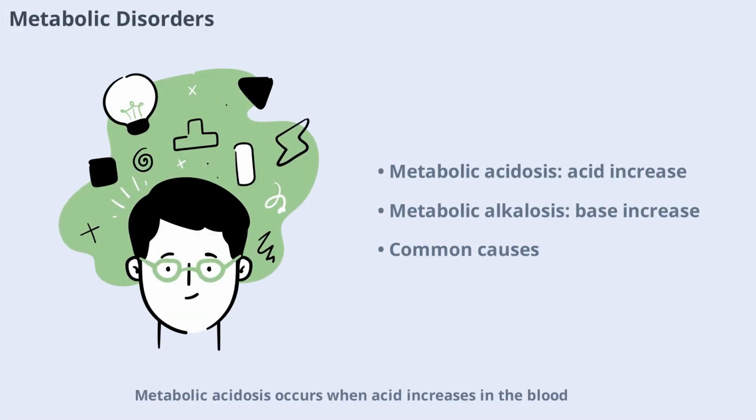Metabolic acidosis occurs when acid increases in the blood, either by ingestion, production, or loss of bicarbonate. Examples include diabetic ketoacidosis and lactic acidosis. Metabolic alkalosis arises from excessive loss of acids or excessive intake or retention of bases, such as overzealous sodium bicarbonate infusion or vomiting. Recognizing these metabolic disorders is essential for ABG interpretation and clinical management.